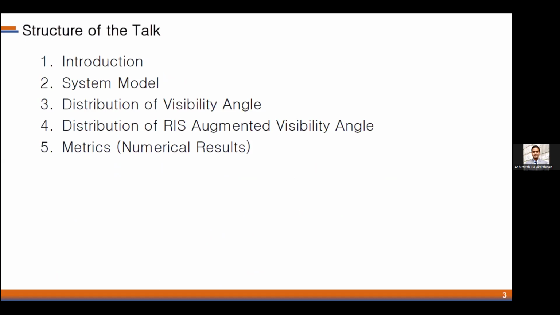So here is the structure of the talk. I will introduce the motivation and the objective of this research topic, and then show you the system model for the outdoor network. And then I will define the visibility angle and show you the distribution of the visibility angle without and with RIS. I will show you some numerical results and then we'll conclude this presentation.